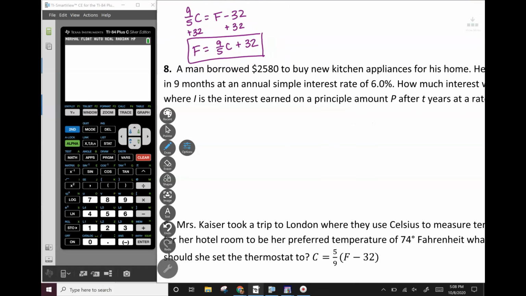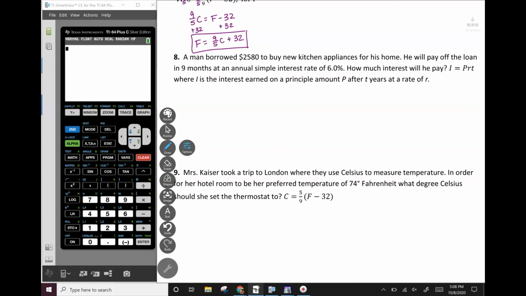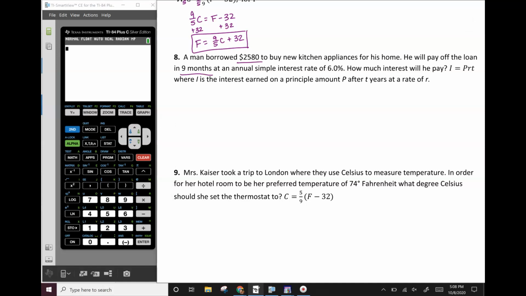Now let's apply some literal equations in a few word problems. A man borrowed $2,580 to buy new kitchen appliances for his home. He will pay off the loan in 9 months at an annual simple interest rate of 6%. How much interest will he pay? I equals PRT, where I is the interest earned on a principal amount, P after T years at a rate of R. Whew, lots of information there.